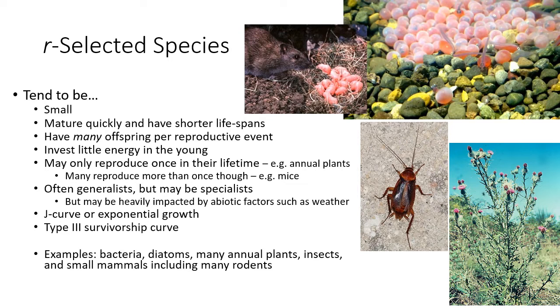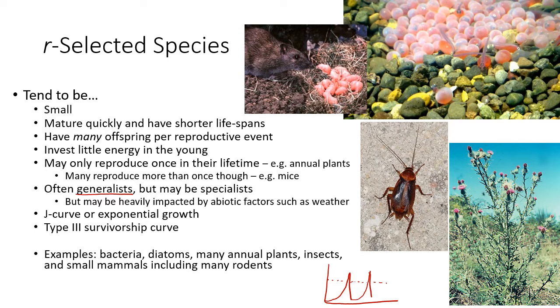Okay, they're often generalists, just like what I said with K-selected species. Associate r-selected species with generalists. They can be specialists, but associate generalists with r-selected species. Okay? They tend to have a J curve, and I'll show this again on another slide, but essentially what's going on is that they have a population boom, say if there's a carrying capacity, and then they drop drastically, and then they have a population boom, and then drop drastically. We call that a boom and bust cycle.